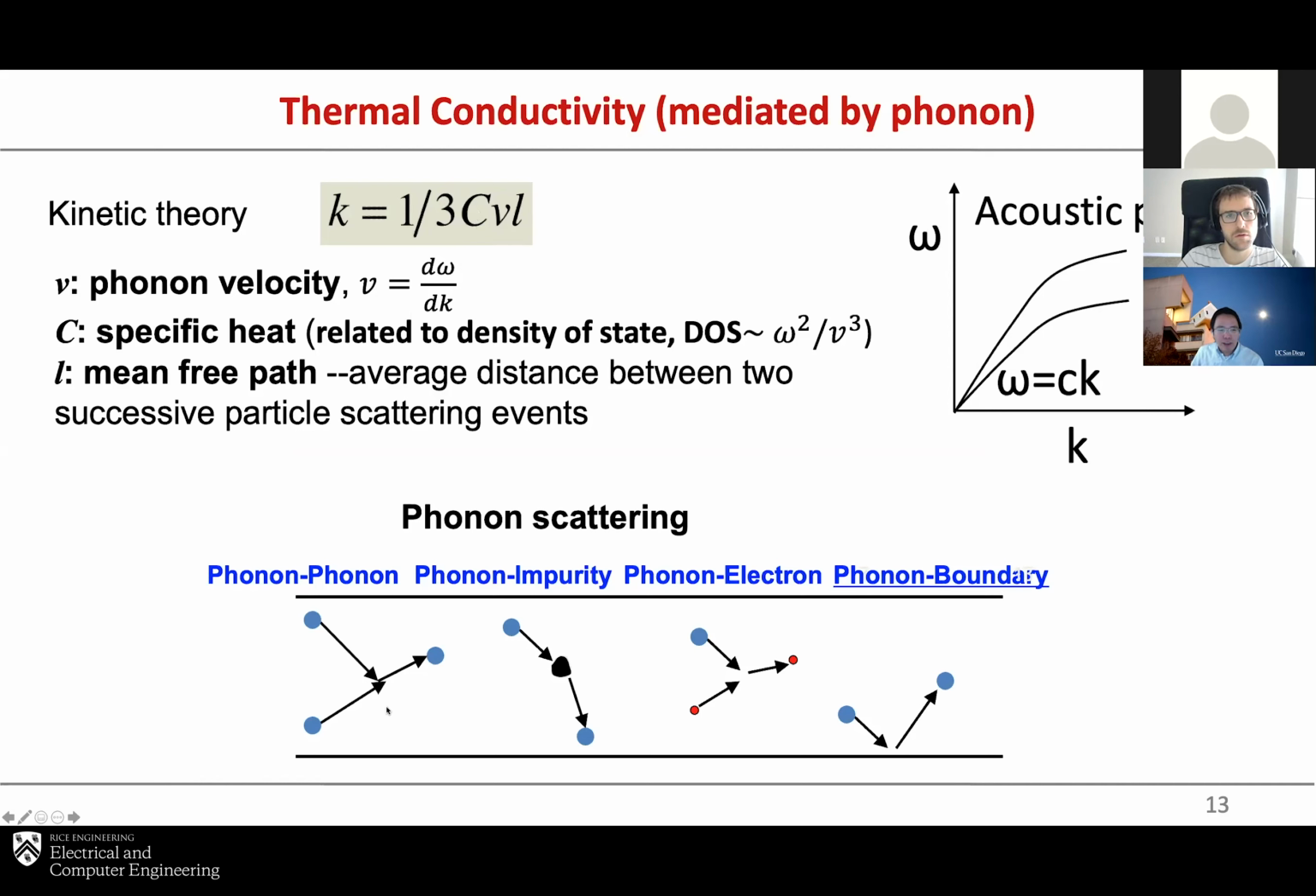It could be phonon-phonon scattering, that's usually important at high temperature. And if you have a material with impurities or defects, you have phonon-impurity scattering, and phonon-electron scattering, that's typically not important in typical materials. You also have phonon boundary scattering, where you have nanoscale or microscale grains in a polycrystalline material, or you have nanostructures where the phonon boundary scattering is important. So this is a basic picture that will dictate the thermal conductivity in a material.